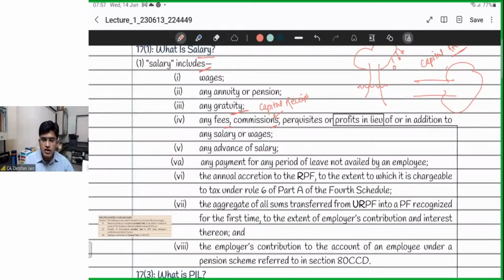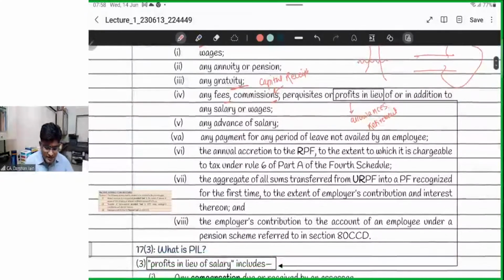Similarly, profit in lieu. Profit in lieu means what? You don't get salary, but instead of salary, you get some profit. Now, these profits are usually in the nature of allowances, cash allowances, or retirement benefits. We are discussing this in a short while, but understand profit in lieu or in addition to salary would also be part of the salary.